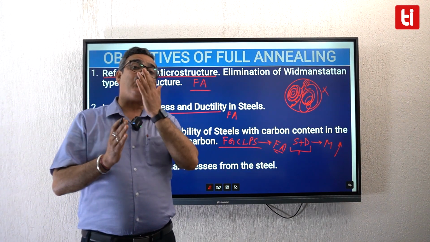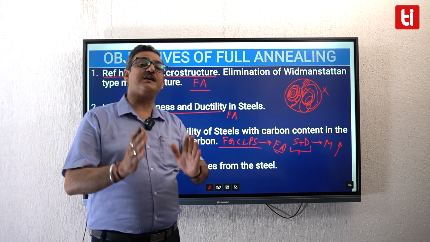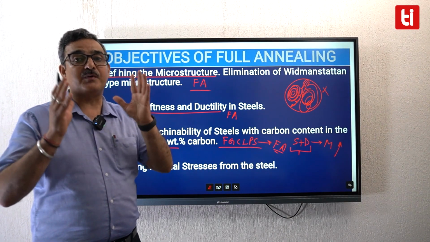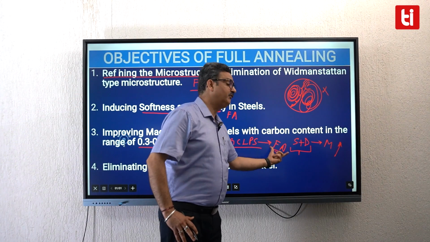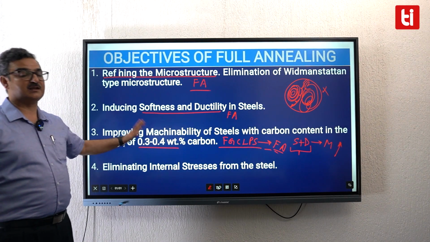0.3 से 0.4% वाली जो मीडियम कार्बन स्टील्स हैं, इनकी मशीनेबिलिटी कब एक्सीलेंट होगी? जब इनमें फाइन ग्रेन्ड कोर्स लैमेलर परलिटिक स्ट्रक्चर होगा. जो कौन देता है? फुल अनीलिंग ट्रीटमेंट. So give full annealing to the steels to make their machinability excellent.